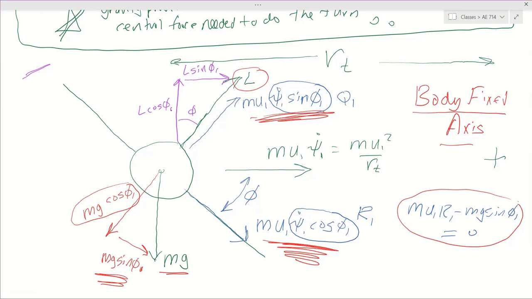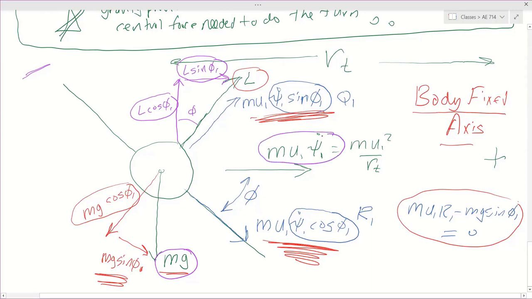So there are components of the lift in the Earth fixed axis system. And this is, in fact, easier, because now we can say, in the Earth fixed axis, not body fixed, because we already looked at that, this component of the lift balances gravity. So L cosine phi balances mg. That makes sense. We just need enough lift to keep us in the air. And then this component of the lift provides the centrally acting force.